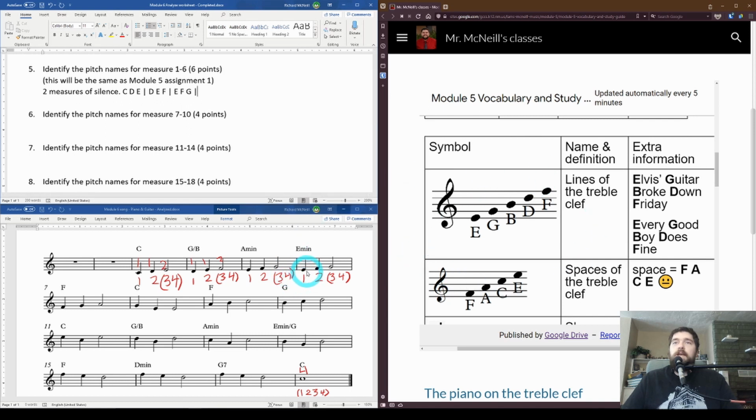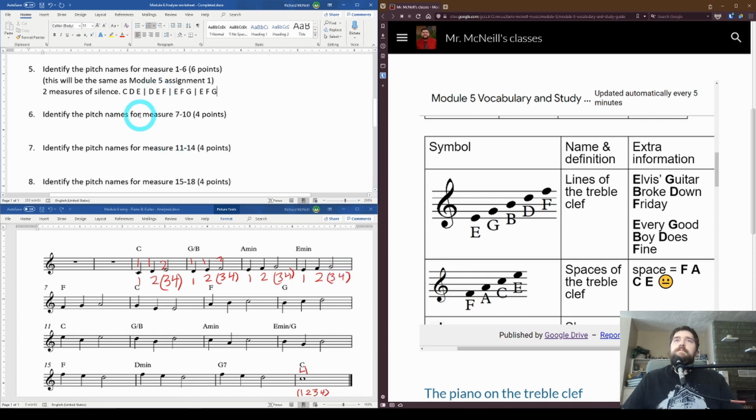Let's take a look at our final measure for measures 1 through 6. This is the bottom line, Elvis. The second note is on the bottom space, space 1, the first letter of FACE. Now the second line is G, for Elvis's guitar.